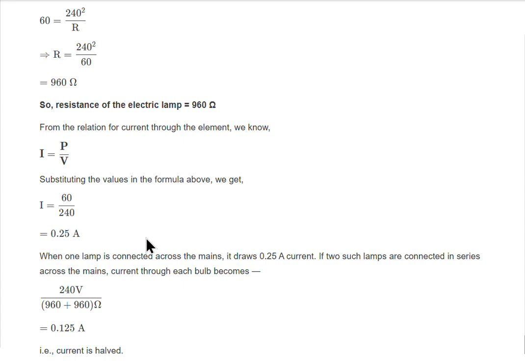When the lamp is connected, current also we can find out. P by V is equal to 60 by 240, which is 0.25 ampere. Clear? So when the lamp is connected across the mains, it draws 0.25 ampere. If two such lamps are connected in series, what will be the total resistance? R1 plus R2 is RS, so 960 plus 960 is 1920. That much resistance will be acting. So 240 divided by that means 0.125.